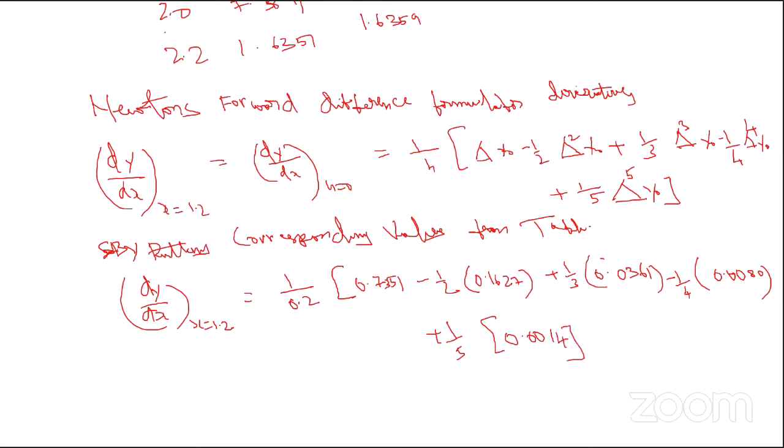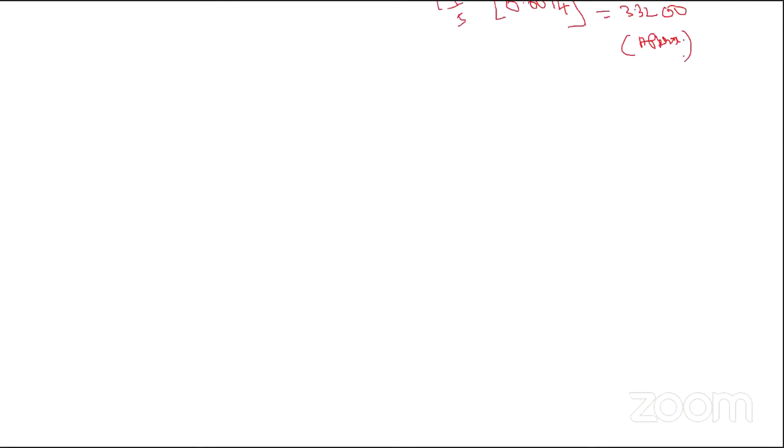So on simplification, we obtain 3.3200 approximately. This is not the exact value, approximately. Right. Next, we need to find d square y by dx square. Another one, the formula: Newton's forward difference interpolation for derivatives of second order.